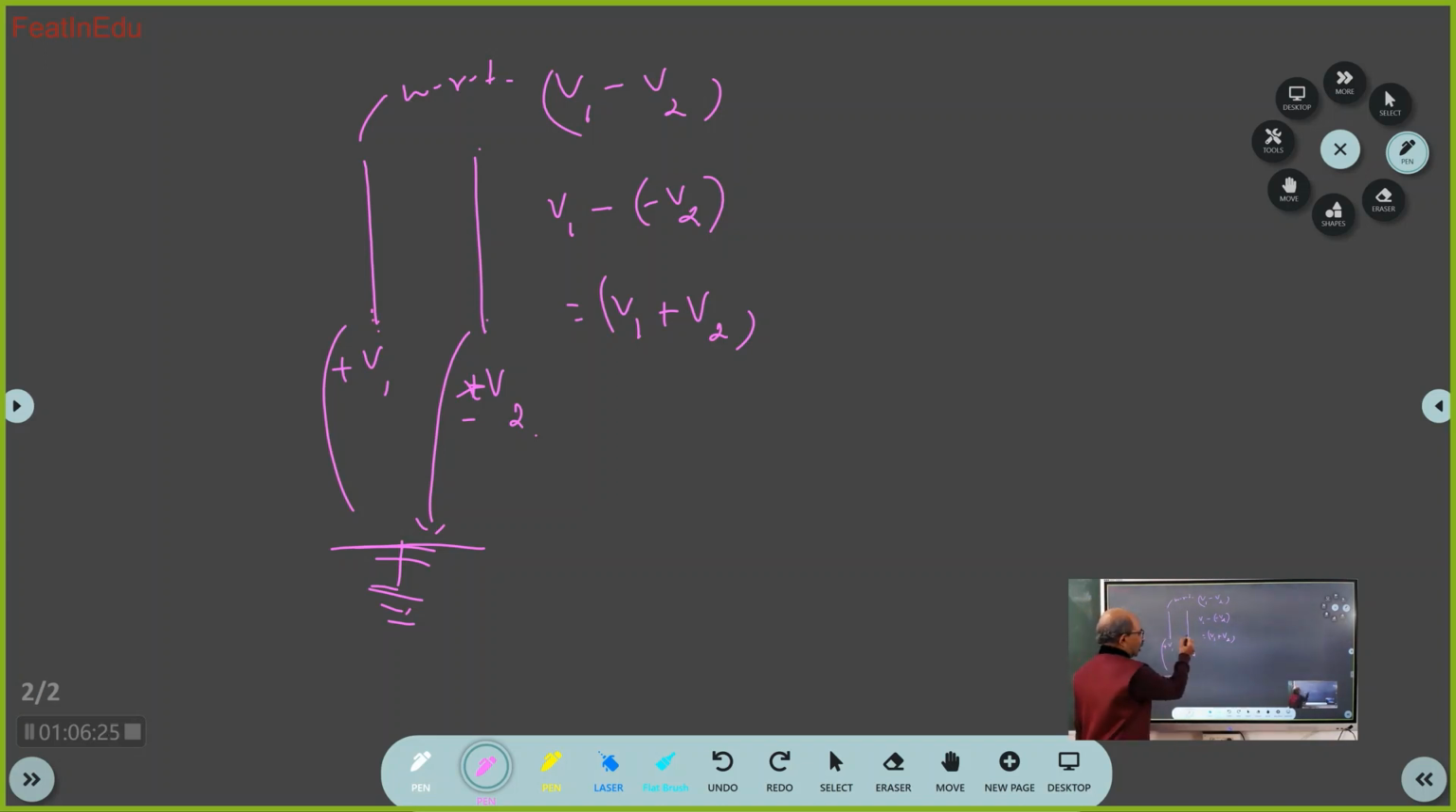Okay, the potential of this with respect to this is V1 plus V2. Now if you have understood, what is the potential of this with respect to this? V2 minus V1. And what is the potential of this with respect to this? Minus V2 plus minus of plus V1.